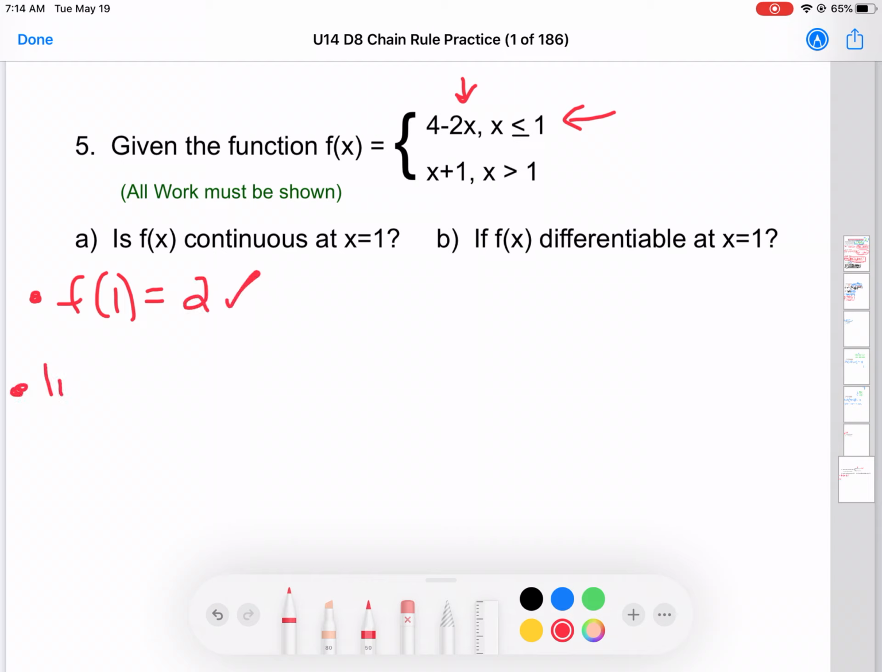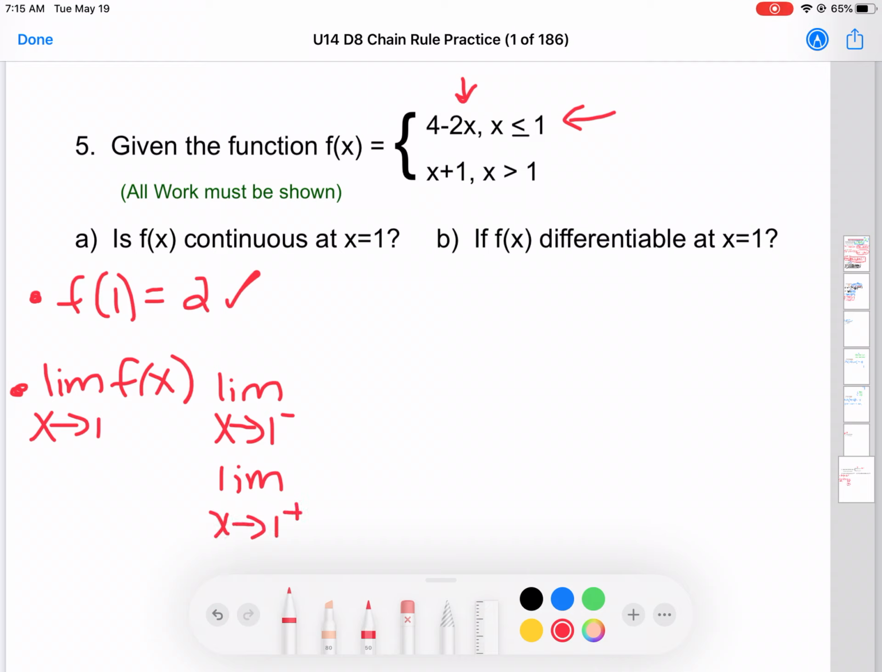Okay, does the limit exist? So what's the limit as x approaches 1 of f of x? Since it's a piecewise function, we have to put it into each piece and come from the left and the right. So x approaches 1 from the left, and the limit as x approaches 1 from the right. Okay, so from the left, we're looking at a little bit smaller than 1, so we'll plug into the top piece. We already found that that was 2. As the limit as x approaches 1 from the right, so a little bit bigger than 1, so we'll plug in here and we get 2. So these guys are the same, so that's good, right?